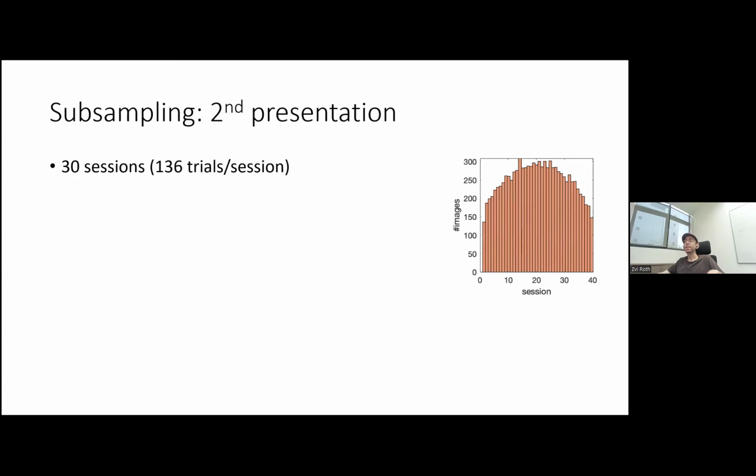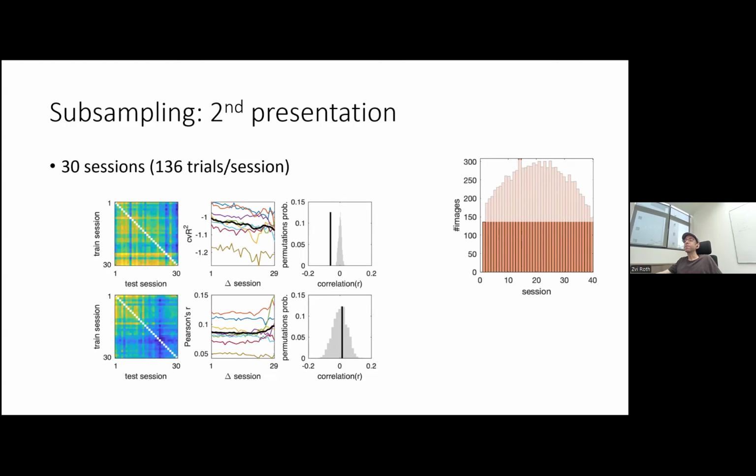We can run the same analysis on the second presentations, ignoring all the first presentations and third presentations, and we subsample all sessions to have an equal number of trials, 136 trials per session. And we again find significant representational drift when measured with CVR squared, but not with correlation. So this is basically a replication of the analysis of the first presentation, but note that we're using a different partition of the data. Okay, it's entirely different trials. And again, we can be sure that this effect is not the result of repetition suppression.